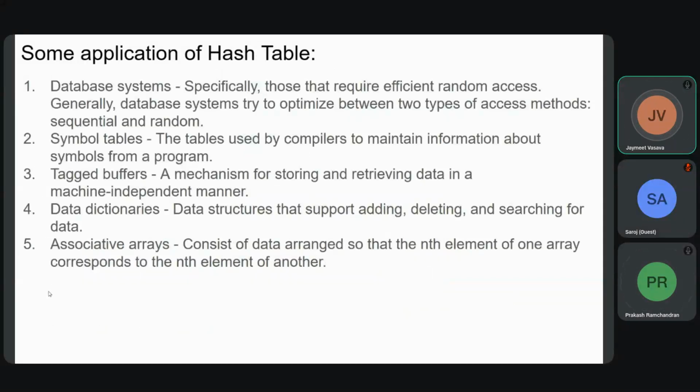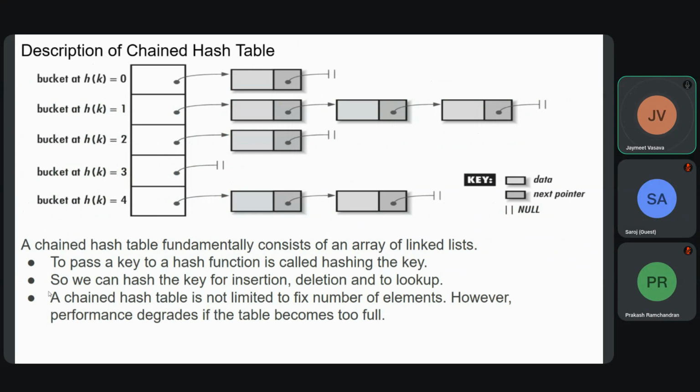So for applications of hash tables: data dictionaries, that is, data structures that support adding, deleting, and searching for data. Then associative arrays consist of data arranged so that the nth element of one array corresponds to the nth element of another array. So these are some of the applications of the hash table. As for the description of the chained hash table, most of the explanation has been covered.